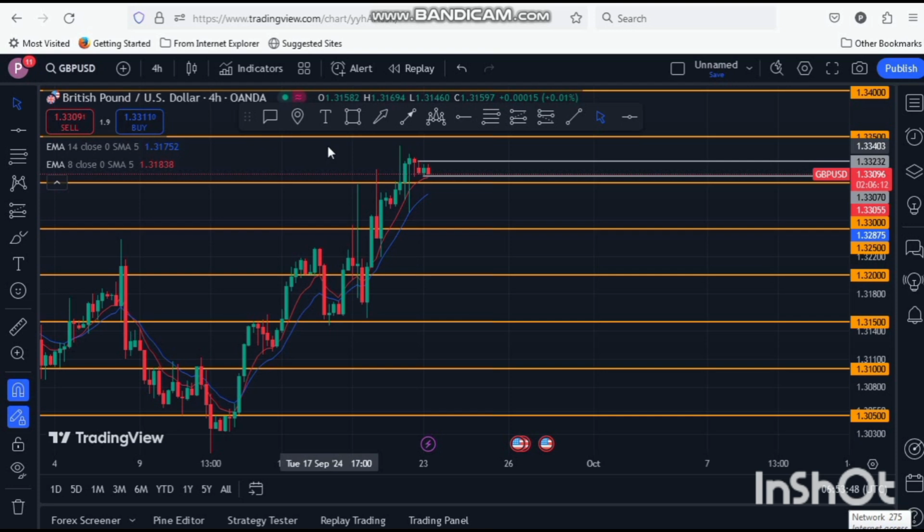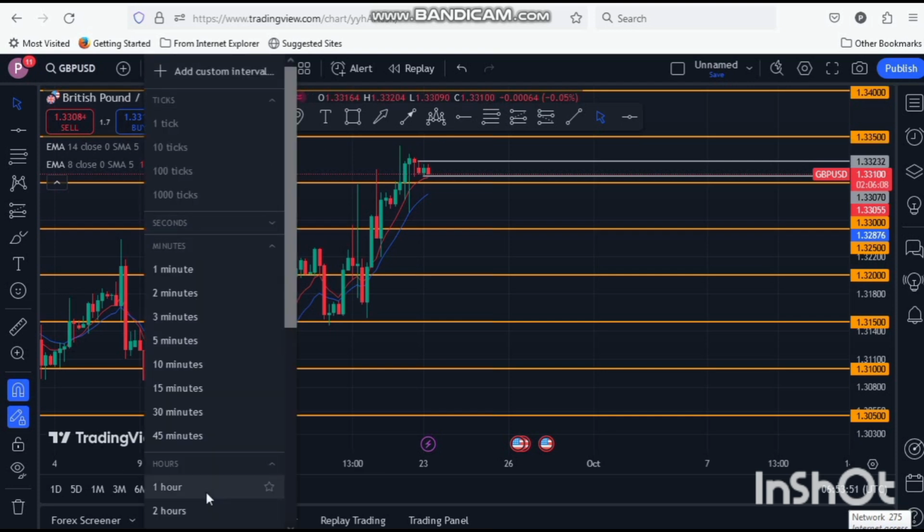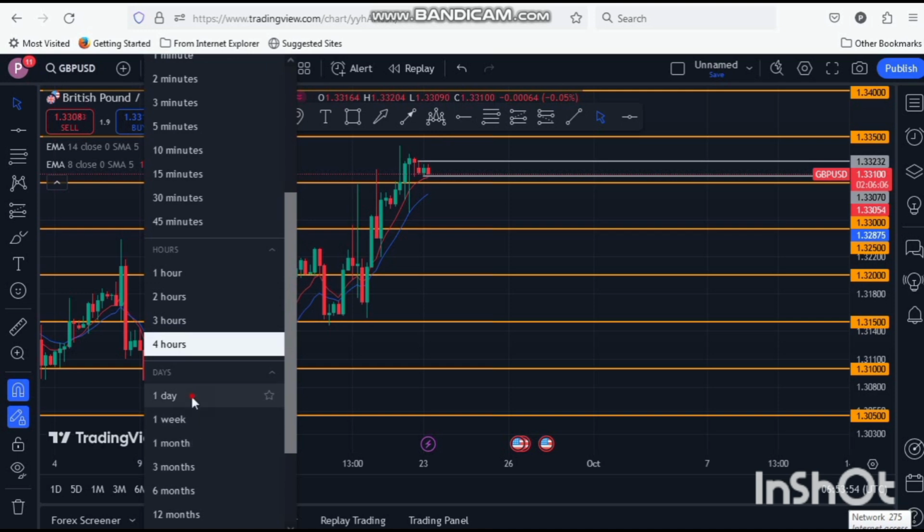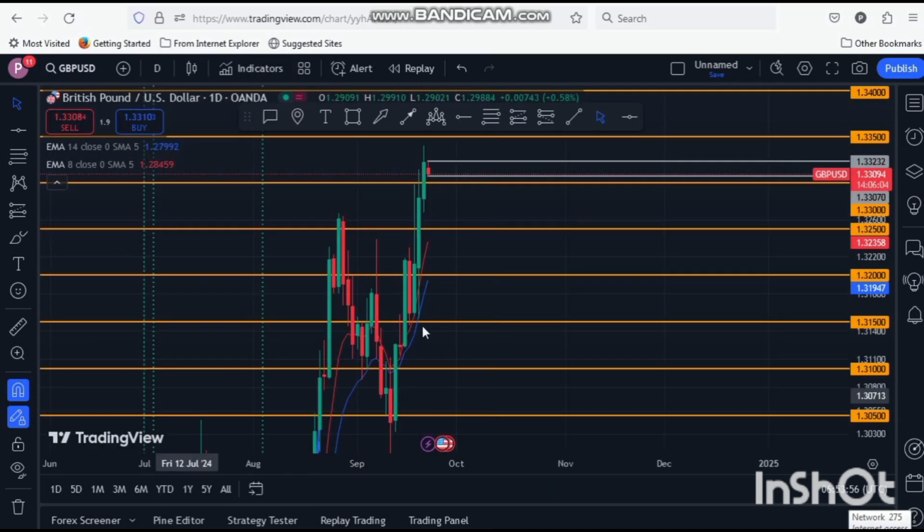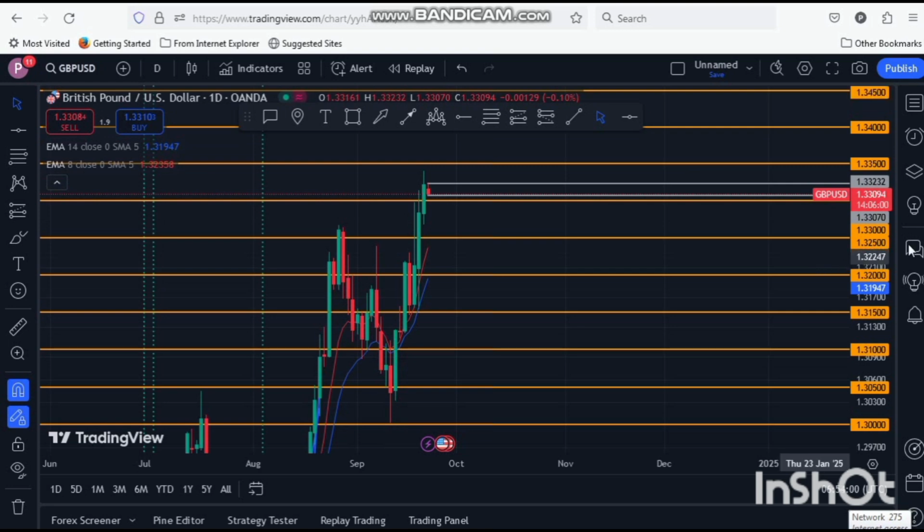On the daily time frame, the market is still bullish, guys. You can see it's still bullish. And forget about these yellow lines you're seeing. They're all my psychological levels marked out. For those familiar with how I analyze my chart, I usually have these lines on my chart.